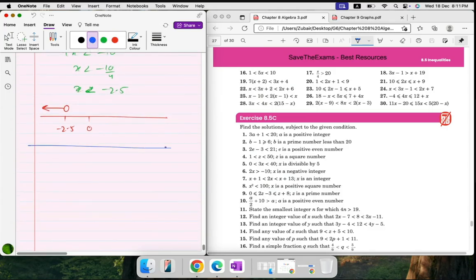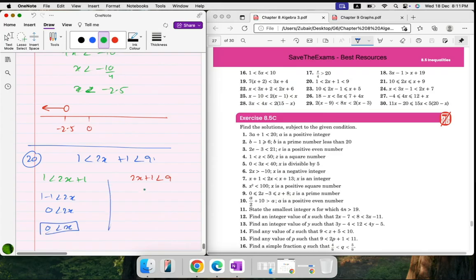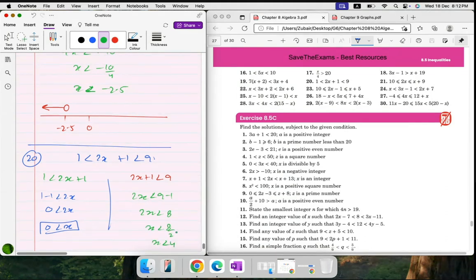I'm going for number 20. Two inequalities in one line. 1 is less than 2x plus 1 is less than 9. We'll solve them individually. 1 is less than 2x plus 1 and 2x plus 1 is less than 9. So rearranging, 1 minus 1 is less than 2x, 0 less than 2x, 0 is less than x first, and the second one is 2x is less than 9 minus 1, 2x is less than 8, x is less than 8 by 2, x is less than 4.